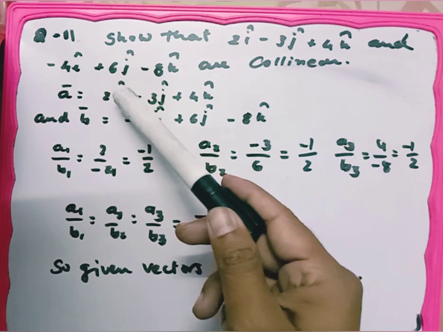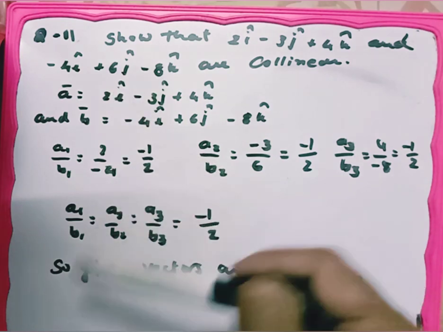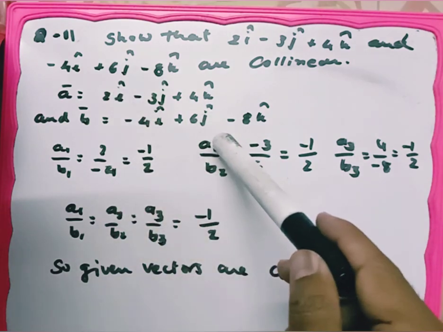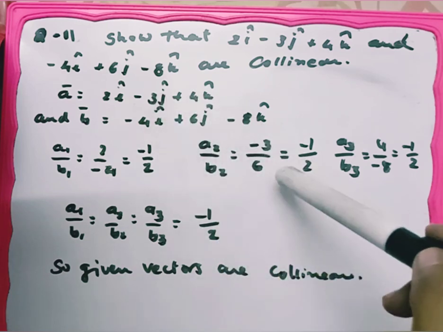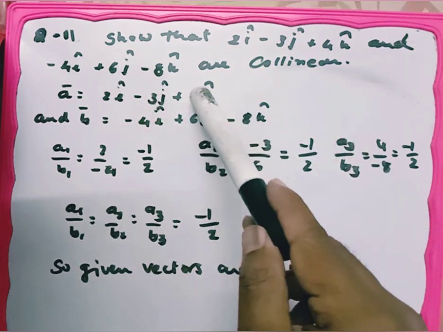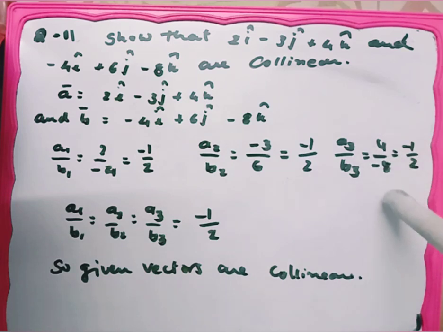So we take the a1 by b1 ratio: 2 by minus 4, which is minus 1 by 2. The a2 by b2 ratio: minus 3 by 6, minus 1 by 2. And the a3 by b3 ratio: 4 by minus 8, minus 1 by 2. So all the three ratios are minus 1 by 2, and so we can say that the given two vectors are collinear.